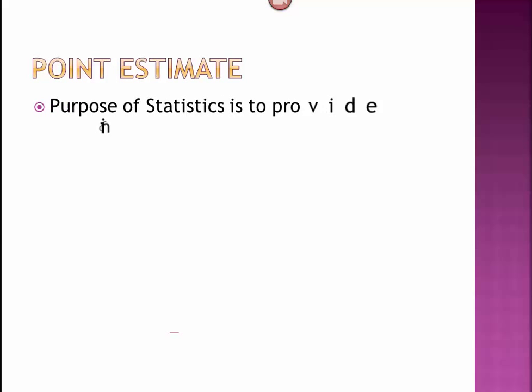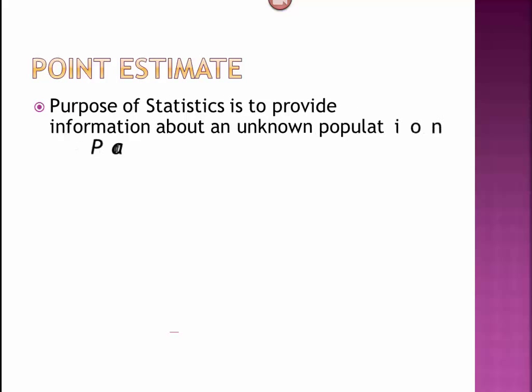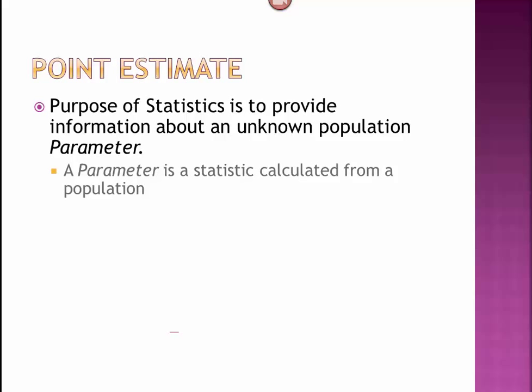So the purpose of statistics is for us to find out information about population parameters. A population parameter is, we define as being a statistic that's calculated from a population. Usually this value is unknown. The population is too large or too elusive for us to really be able to find out what the number is that represents the population.